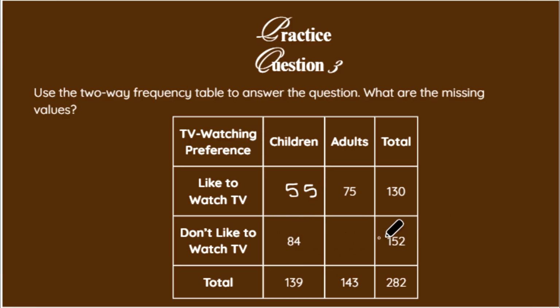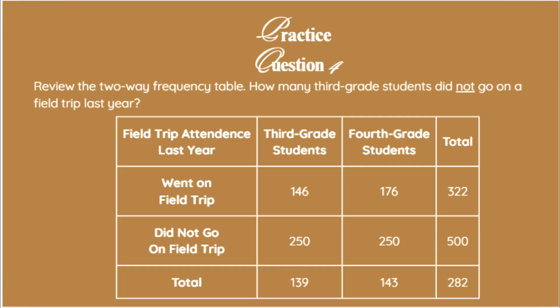Okay, find out this one. You can use either the row or the column. We'll use the row this time. So 152 minus 84 gives us 68. You can check it by going, is 75 plus 68 143? It is indeed. Practice question number 4.